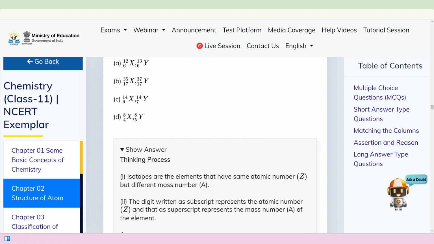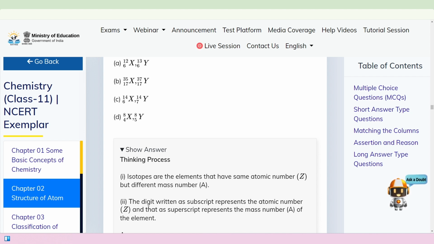So the same thing is written. First, if you want to think of this question, how would you think about it? You should know the definition. Isotopes are those which have the same atomic number but different mass number, right? So we have considered this concept only.